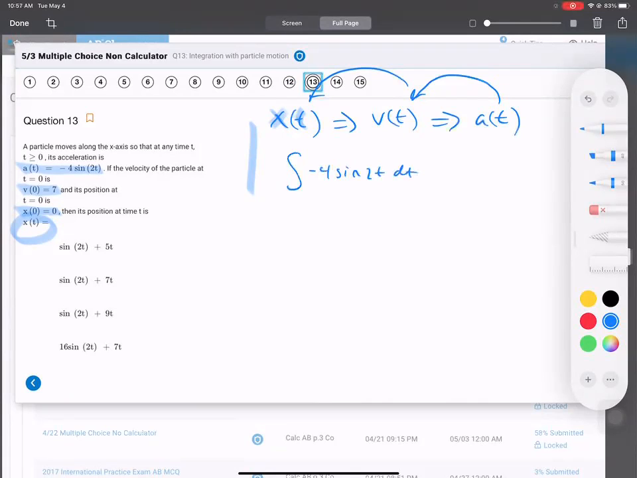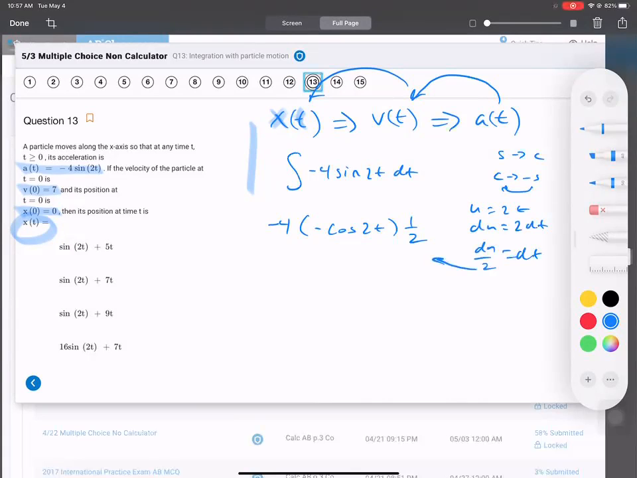Okay, here we go. We plug it in. The derivative of sine is cosine. The derivative of cosine is negative sine, right? So to go backwards, we have sine. I'm going to take out the -4 here. The integral is negative cosine of 2t and then over 2, because of u substitution. u is equal to 2t, du is equal to 2 dt, dt is equal to du over 2. That's why we have the 1/2 in the front.